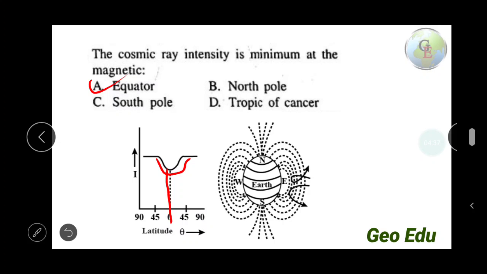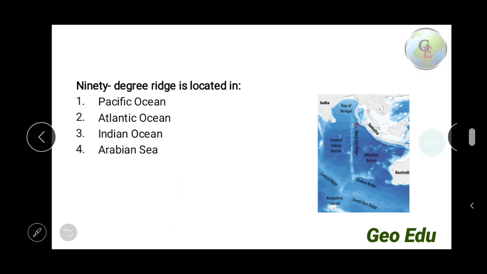Let's go to the next question. The next question is: 90 degree east ridge is located in which ocean? Option A, Pacific Ocean. Option B, Atlantic Ocean. Option C, Indian Ocean. And option D, Arabian Ocean.